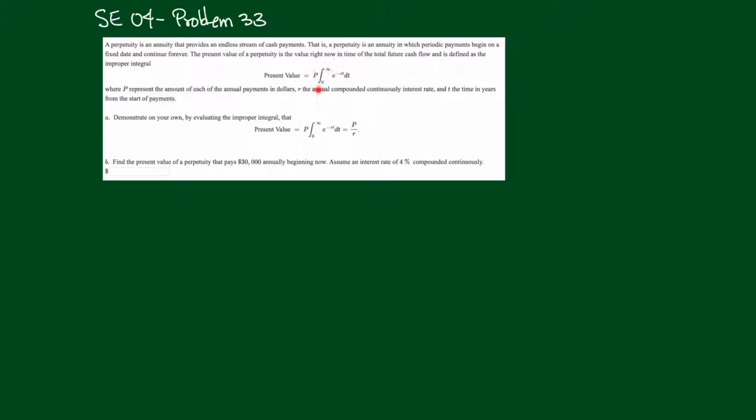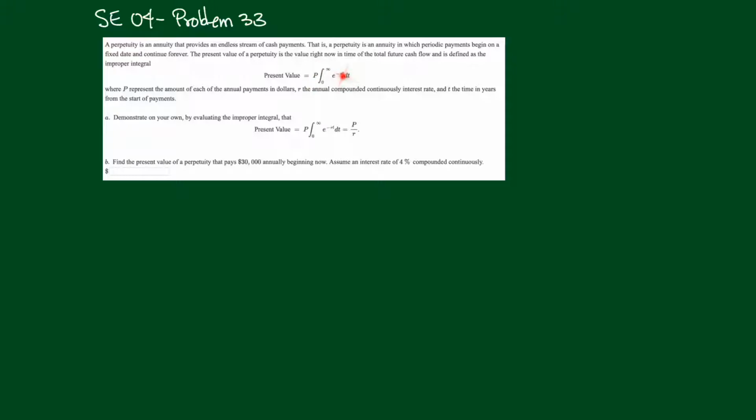And it's defined this way, where P represents the amount of each payment in dollars. r is the interest rate compounded continuously. There's the r. And t is the time in years from the start of the payments. So here's what we're supposed to do. Two things. Demonstrate on your own, by evaluating this integral here, that the present value is just capital P over r. All right, let's see what we can do.